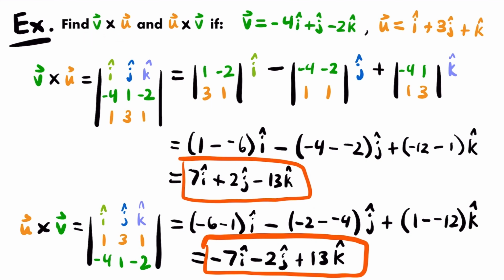Now you've seen how to do it for two actual vectors, not just the general case. But now what I want to do is take a look at another way that we could define the cross product by analyzing its magnitude.